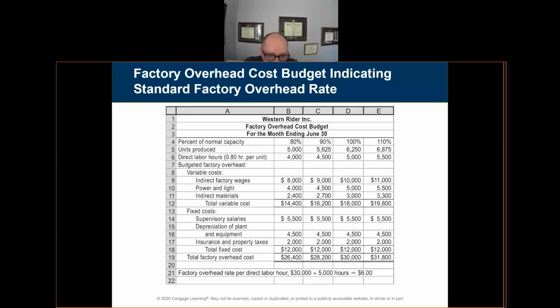So to calculate the factory overhead rate per labor hour, we take the total factory overhead at 100% divided by the budgeted labor hours, 5,000. So total factory overhead cost at 100% divided by the 5,000 planned or budgeted labor hours gets us to $6 per hour for factory overhead.